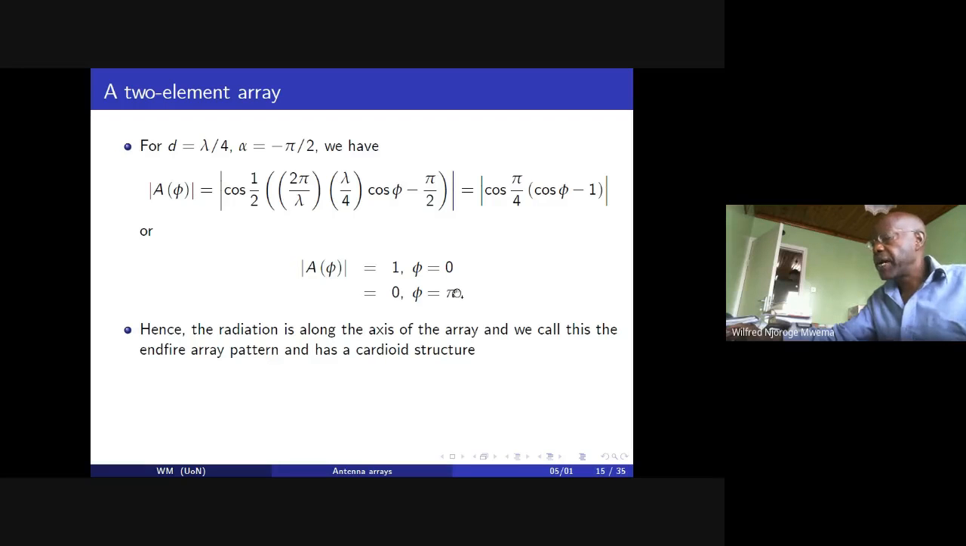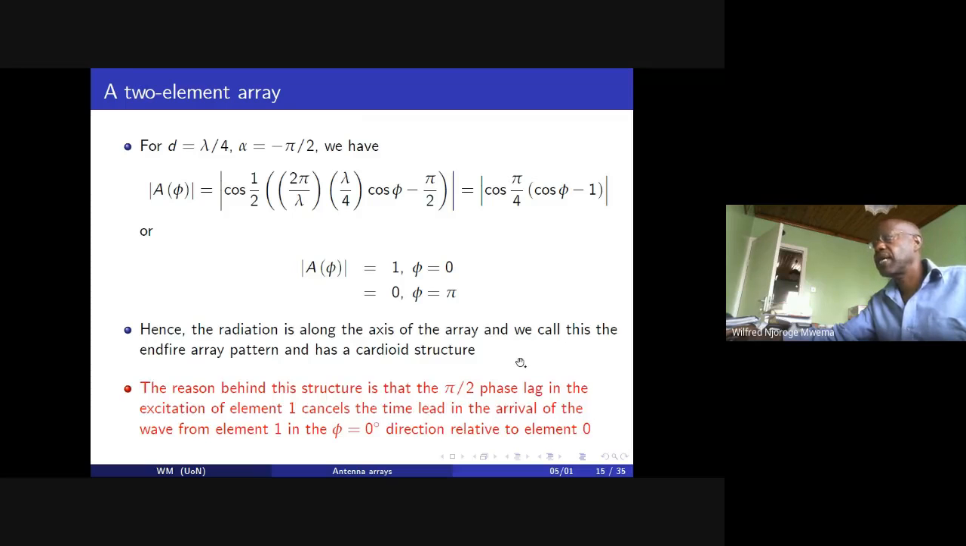That is, in the backward direction, we have 0 radiation, but in the forward direction we have radiation, so to speak. And the cardioid is such that we'll have a null coming in the backward direction, and we shall show how the picture looks like.